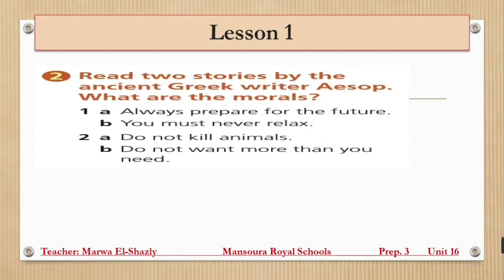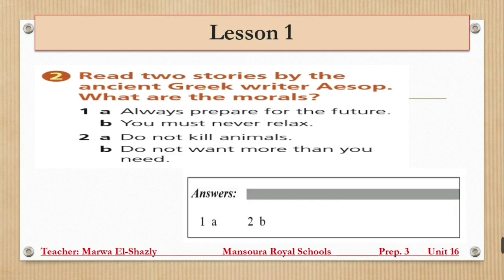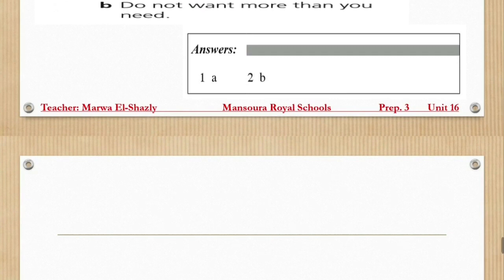Exercise 2. Read 2 stories by the ancient Greek writer Aesop. What are the morals? Do you remember this question? Let's check your answers together. Number 1A. Always prepare for the future. For number 2B. Do not want more than you need. Excellent.